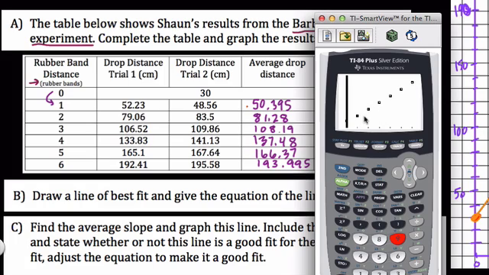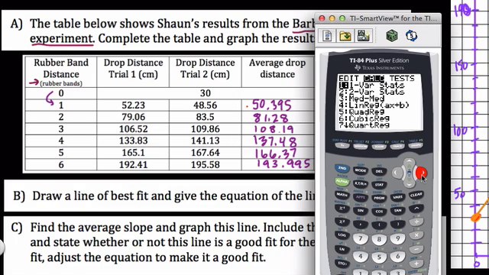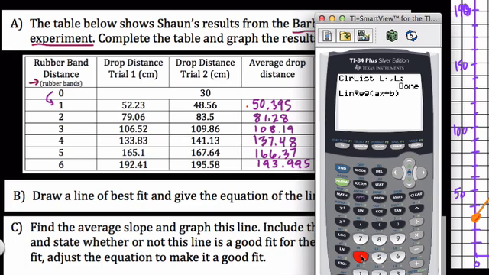Now to get the line of best fit, all we have to do is hit stat, go to calculations. We want to find linear regression, that's choice 4. We want to find it for list 1 and list 2, what we just entered, right? Those points. So list 1, comma, list 2. Alright, so treat them as points. Hit enter, and we've got it. Here's our line of best fit.